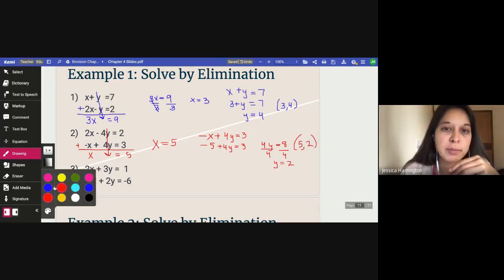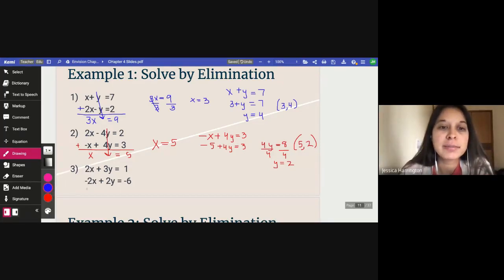All right, I'm going to show you one more. Okay, I'm looking at it. My x's are lined up, my y's are lined up. So I'm going to use elimination. It looks like it's going to work here because I can see right away this 2x minus 2x is going to eliminate, right? That goes away. Perfect.